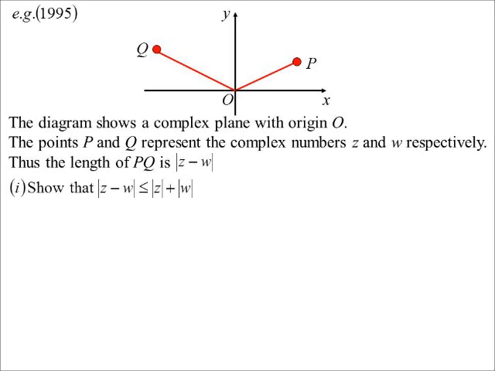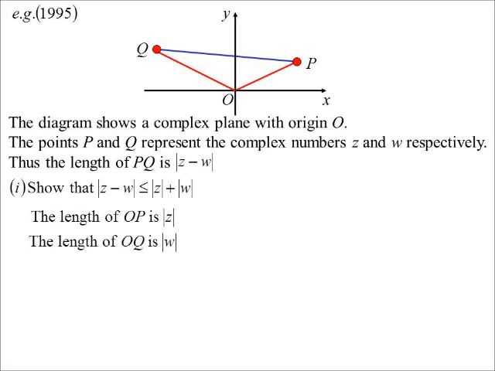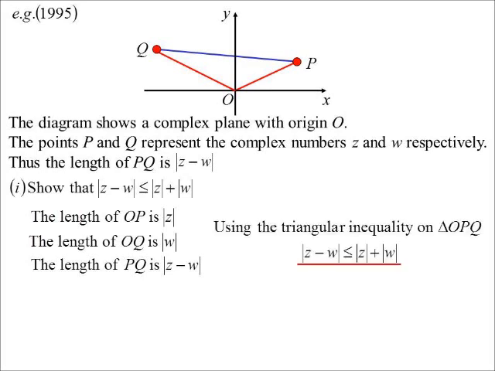So I need to explain it a bit, so I drew in my blue line. So in my exam booklet, I would have redrawn the diagram and drawn in PQ. And I would have said, well, the length of OP is the modulus of Z. Length of OQ, modulus of W. They've told me the length of PQ is the modulus of Z minus W. And so then I'd say, well, there we go. Using the triangle inequality, we can say that this side of the triangle is going to be less than or equal to the sum of the other two sides of the triangle.